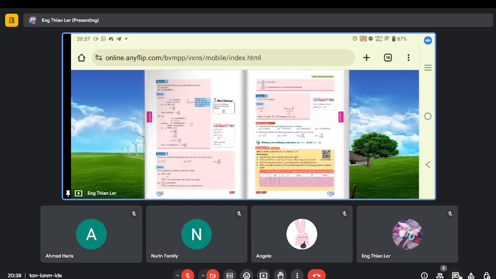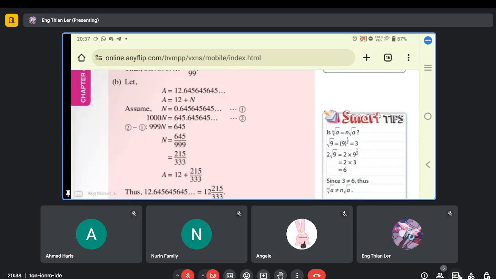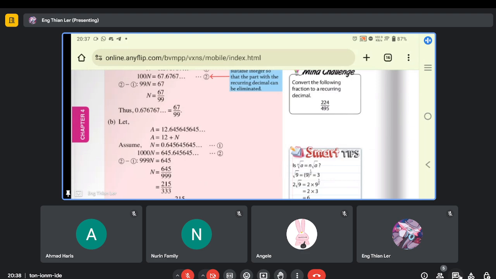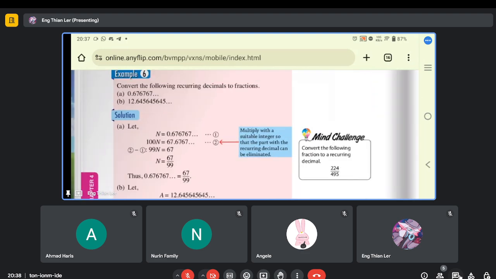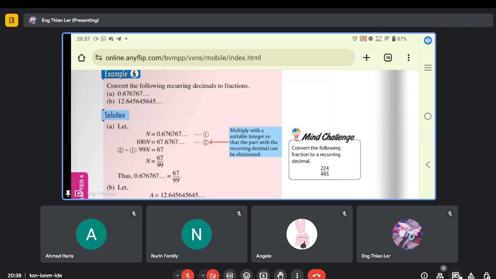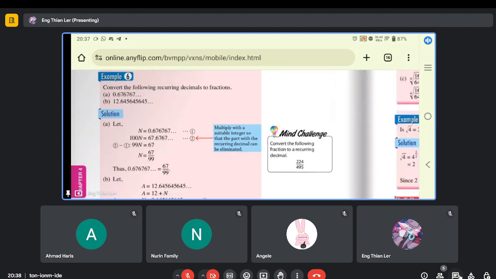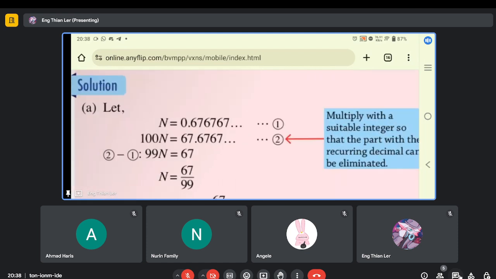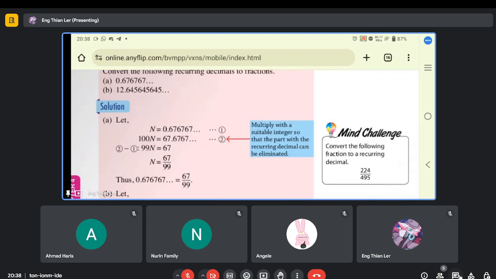Okay, where is that again? Okay, this part. So basically we use the lesson we learned from chapter 3, which is the simultaneous equation, but much easier because we just use 2 variables instead of 3. So how he does it: 0.676767, then multiply by 100, and 100n is equal to 67.6767. And if you don't want to use n, you can use any letter like A, B, C, D until Z.